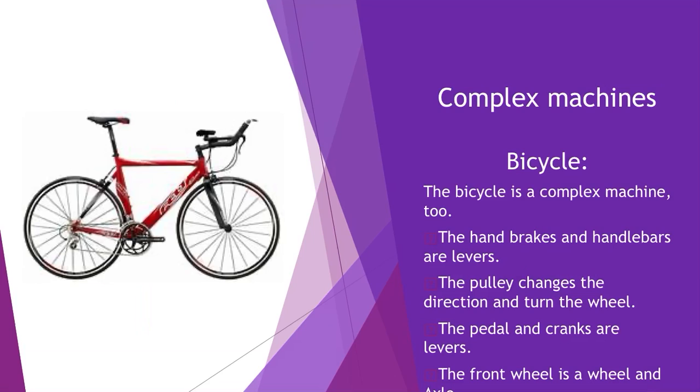The bicycle is a complex machine too. The handbrakes and the handlebars are levers. Coming towards the picture of a cycle, we can make it easier to understand. The pulley changes the direction and turns the wheel. The pedal and cranks are levers. The front wheel is a wheel and axle. So here we have a bicycle, we have wheels, we have chains, we have handbrakes, we have pedals, we have 2 wheels and axle. So the process of making a bicycle is complex because we have different simple machines used in one machine.